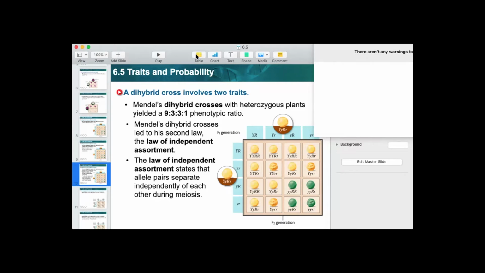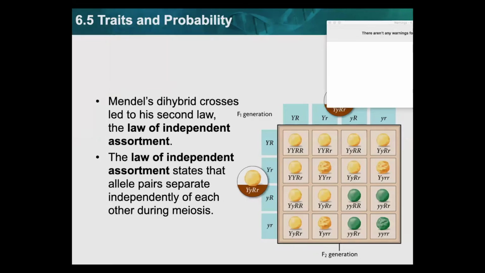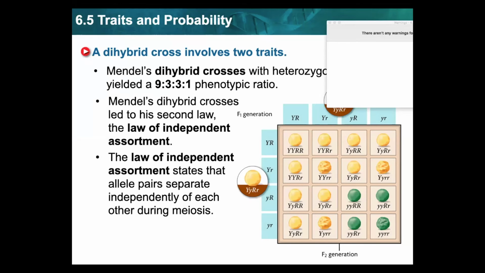This is still 6.5. So 6.5 we started a few days back, and we're going to finish it up today. All right. Does everybody have this down? The chart, you don't have to write down that. I mean, it just shows you what we already talked about yesterday. And this shows you wrinkled versus smooth peas, and then yellow versus green peas. So we're looking at 2 different traits there.